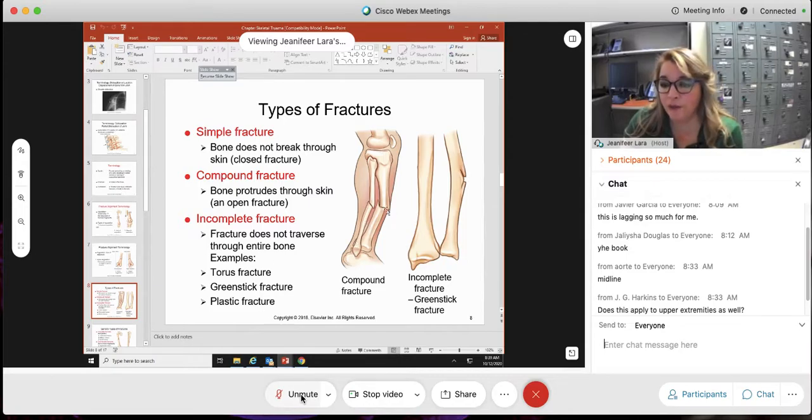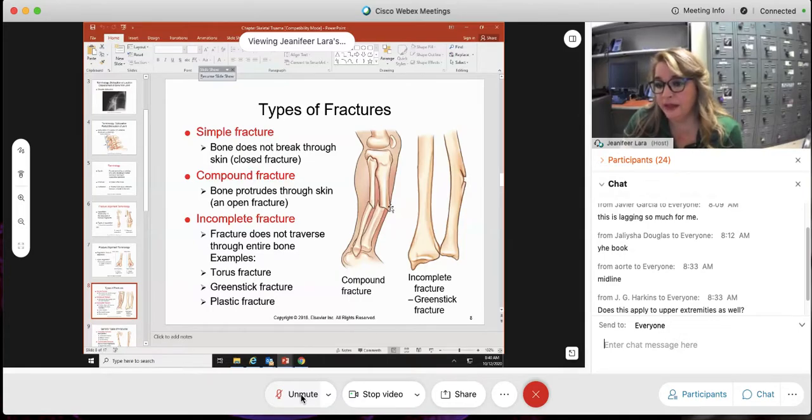a complete or compound fracture, we see this fragment going through the skin line, protruding through. So this is an open fracture. An open fracture of the tibia. Not the fibula, but of the tibia. Because it has now protruded through the skin.